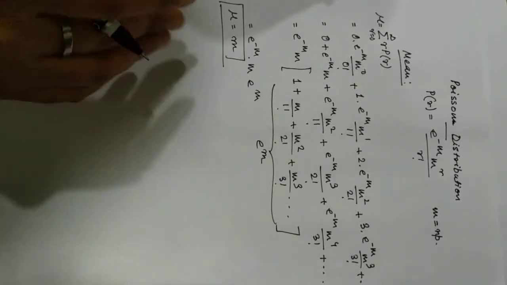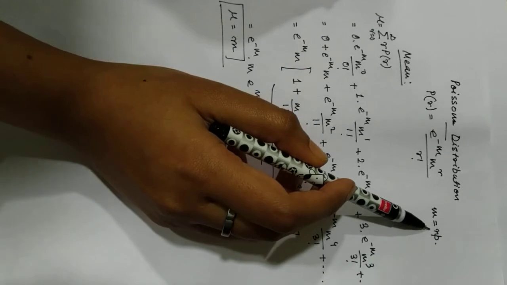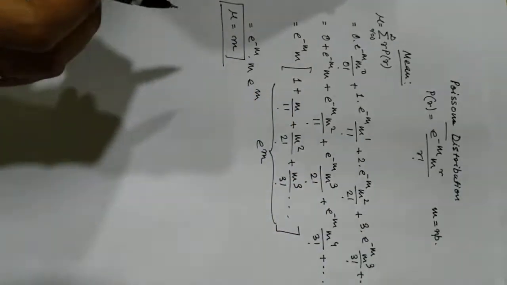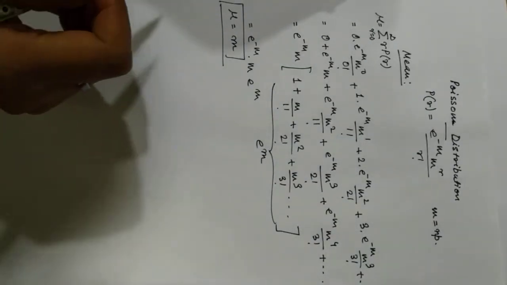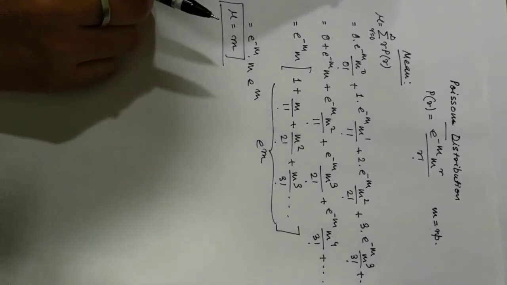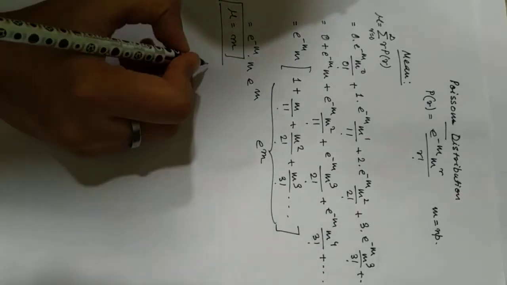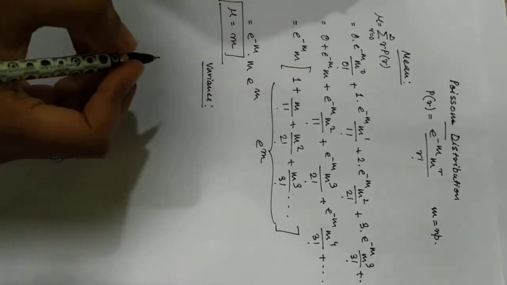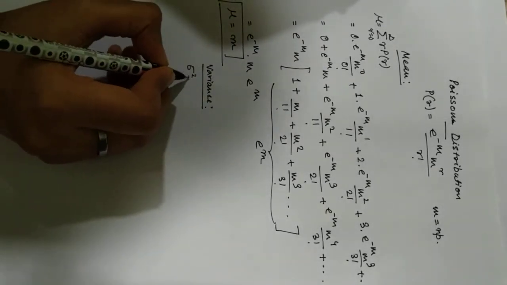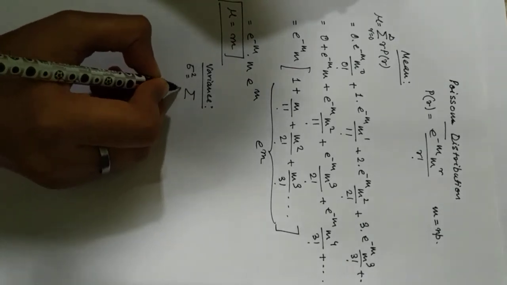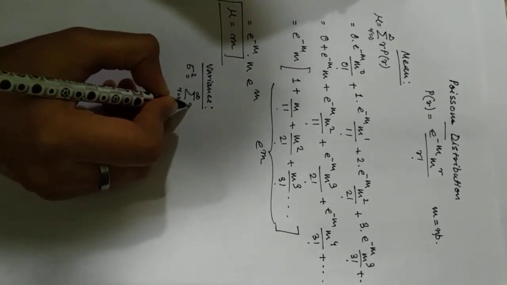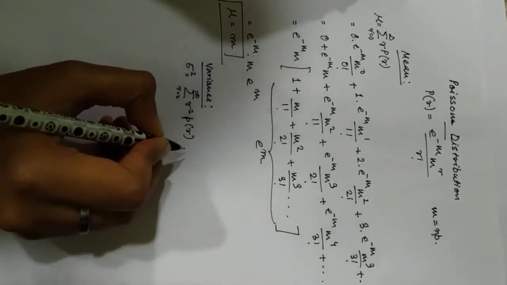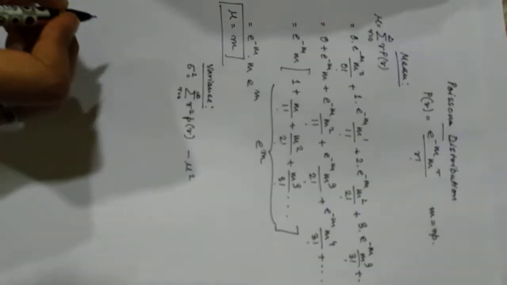So by knowing the number of trials and the probability of success of each trial, we can compute the mean of Poisson distribution, right? Now let's try to find out the variance of Poisson distribution. Again, by definition we know the variance is given by the summation of r^2 P(r) minus mu^2, right?